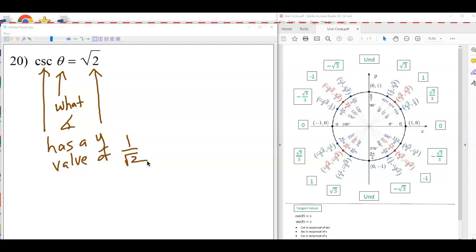Now, you guys will notice, if you stare at this table long enough, you're going to see there's nothing like that up there. Well, that's because this isn't in the right form. We have to fix it. We're going to multiply the top and the bottom by radical 2. And now it's in the right form. So which angle has a y value of radical 2 over 2? There's one here, and there's also one here. And so the angles are pi over 4 and 3 pi over 4.